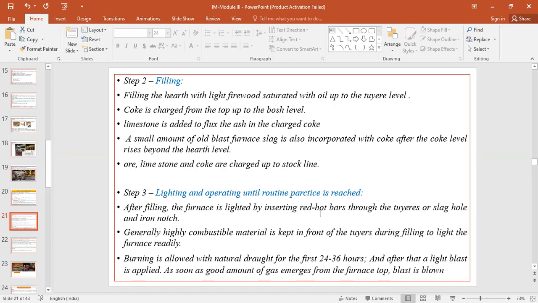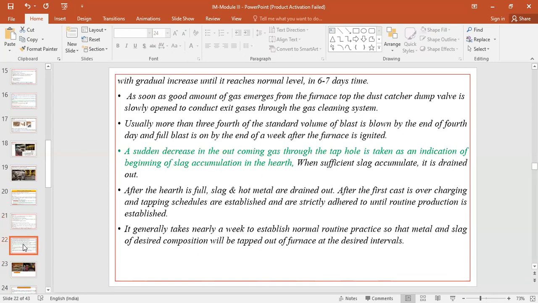After filling, the furnace is lighted by inserting red hot bars through the tuyeres or slag hole and iron notch. Because as I told you, these are the inlets through which you can insert something. Generally, highly combustible material is kept in front of the tuyeres during filling to light up the furnace readily, and burning is allowed with natural draught for the first 24 to 36 hours, and after that a light blast is applied. As soon as a good amount of gases emerge from the furnace top, the blast is gradually increased until it reaches a normal level in 6 to 7 days.